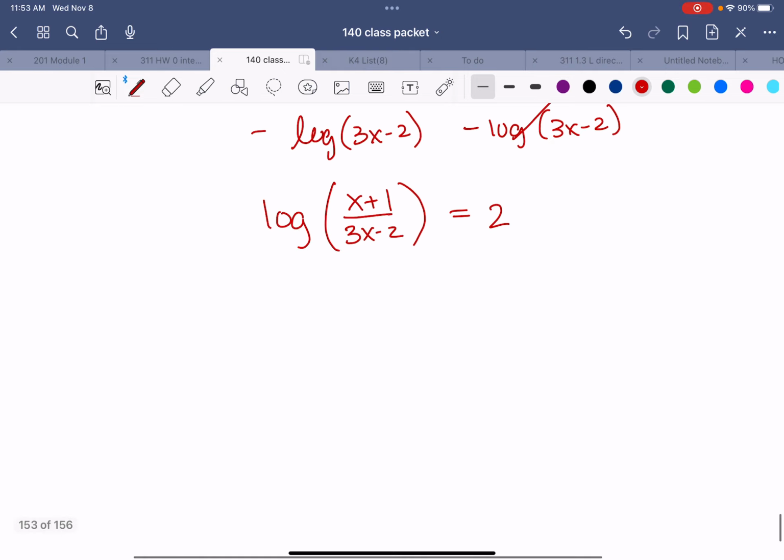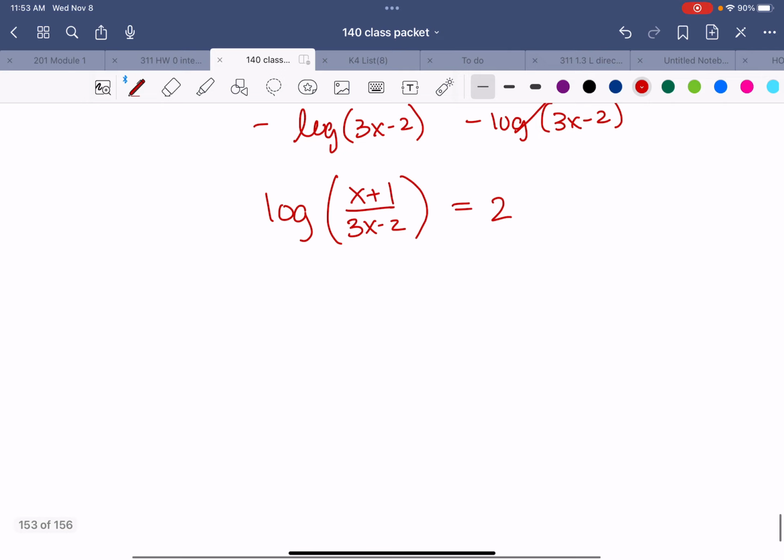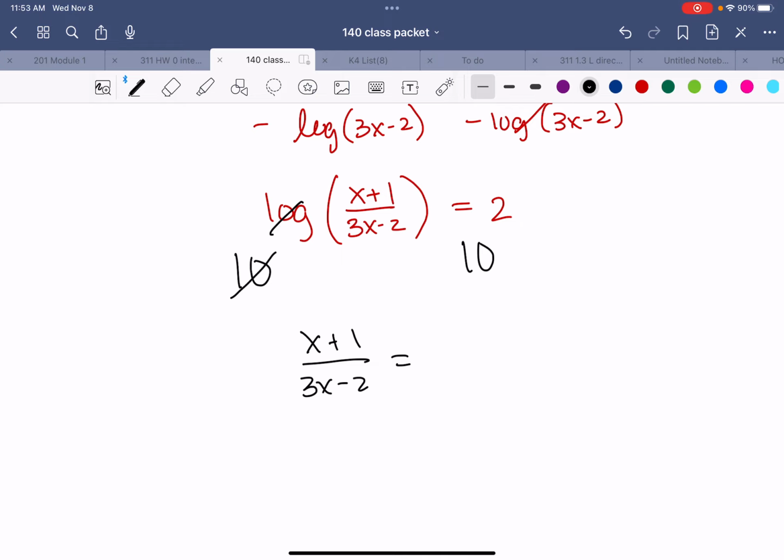Now, if I want to get rid of that log, it has base 10, so I can raise both sides as powers of 10. That way my log and my 10 cancel out, and we get x plus 1 over 3x minus 2 equals 10 squared, which is 100.